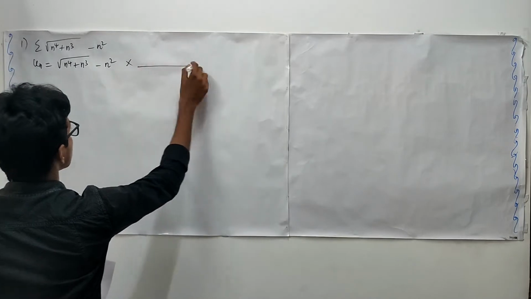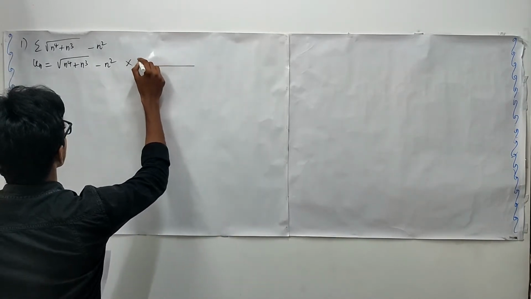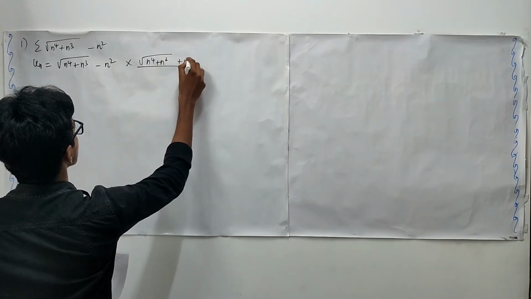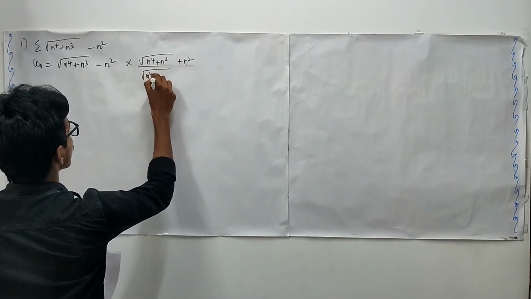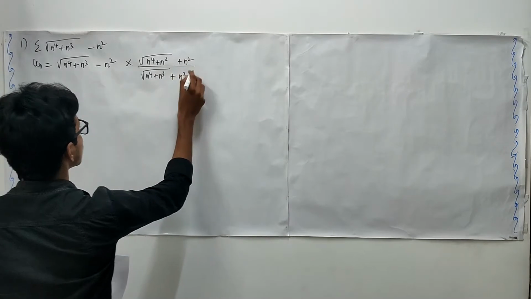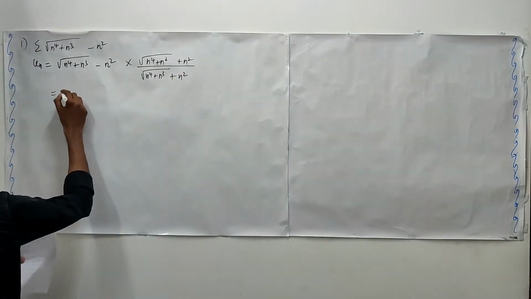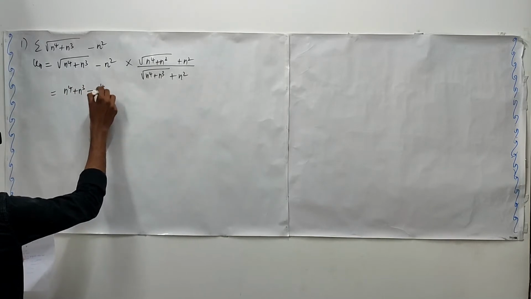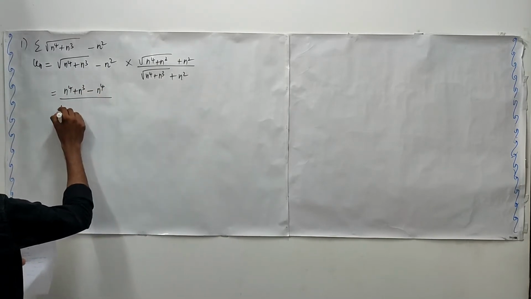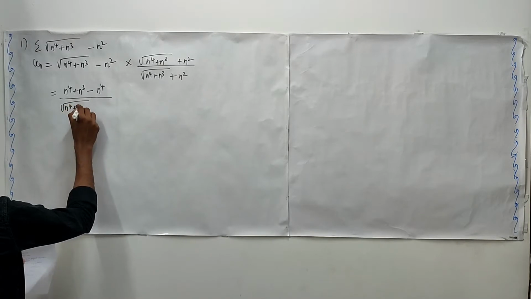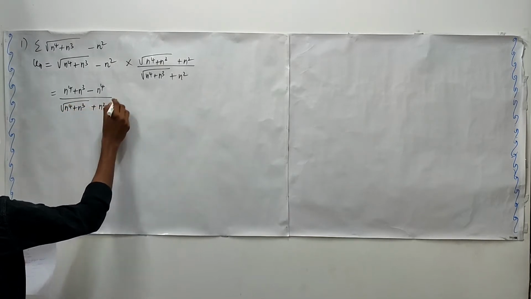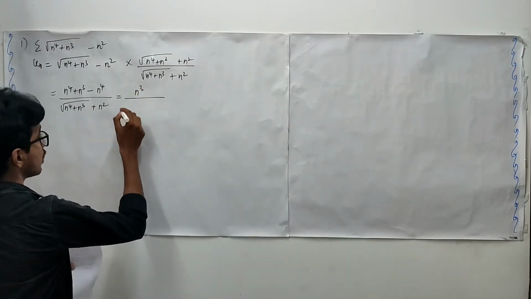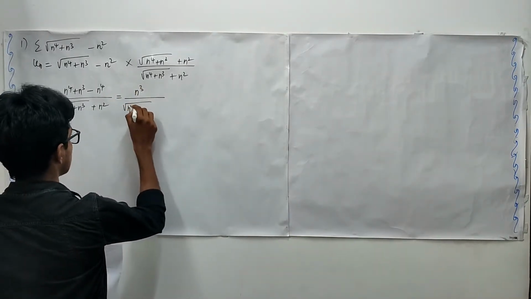We will multiply and divide by its conjugate, that is under root n power 4 plus n cube plus n square, upon under root n power 4 plus n cube plus n square. When you multiply it, you are going to get n power 4 plus n cube minus n power 4 upon under root n power 4 plus n cube plus n square. In the numerator you are going to get simply n cube, and in the denominator you will have the entire quantity as it is.